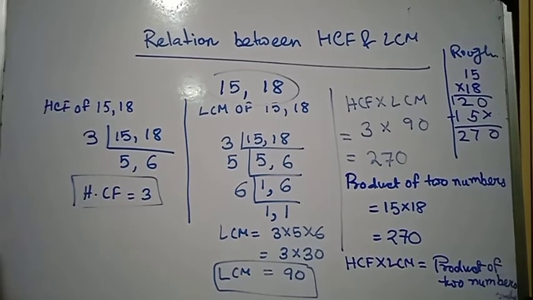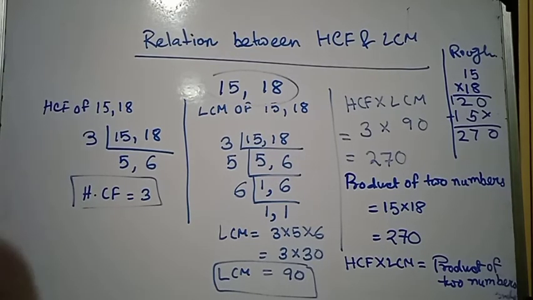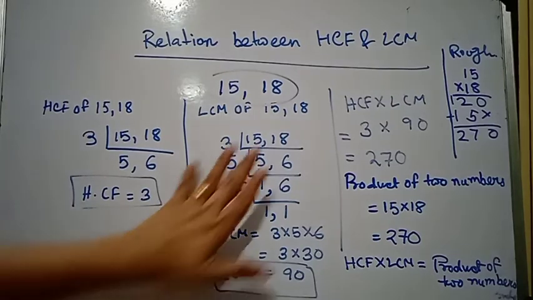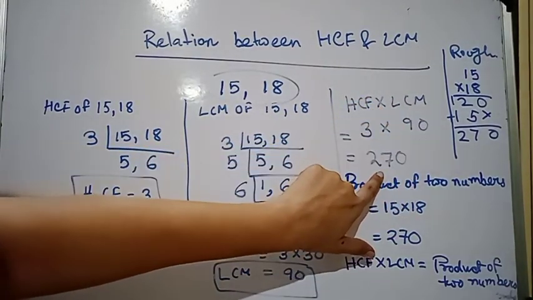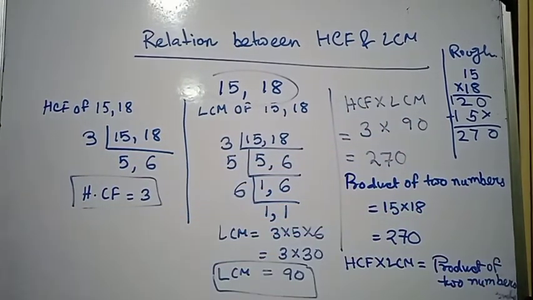As I know that HCF into LCM is equal to the product of two numbers, someone can ask you for the numbers, and we will use this formula to find them also. Now if someone asks you to find the relation between HCF and LCM and gives you a pair of numbers, you have to find the HCF first, then LCM, and show that the product of HCF and LCM is equal to the product of the two numbers. That you are going to do.